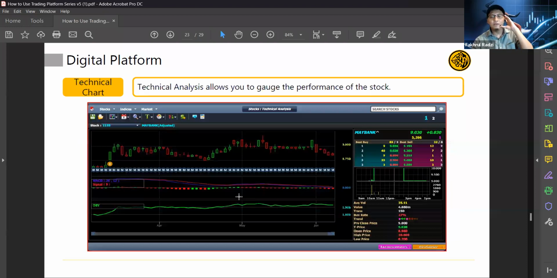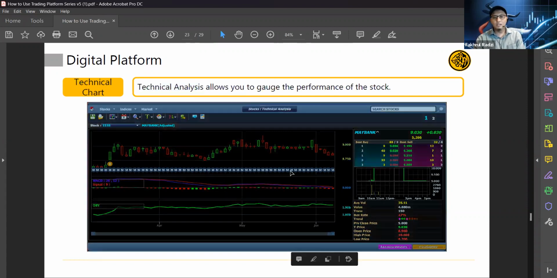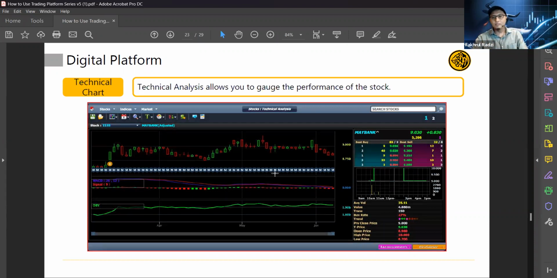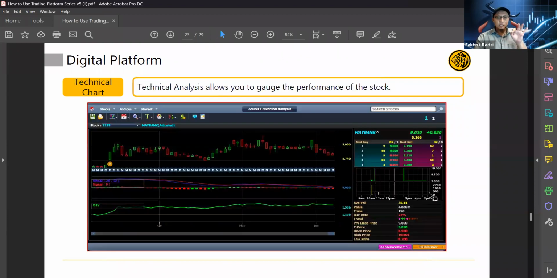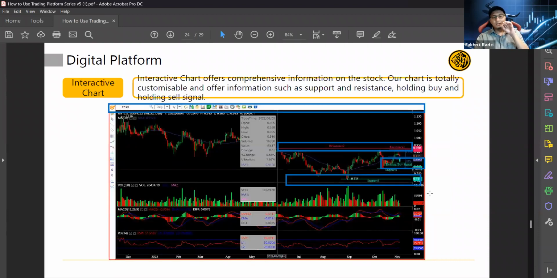All right, we also have a very good function. In our platform, we provide you the technical analysis. For every stock that you want to see the chart, the bar chart or the price movement, you can select technical chart. You can select technical analysis, right? So this is what the technical analysis looks like. Another interactive chart we also provide in our web-based platform. It is a different chart from technical analysis, slightly different. You can use either. It depends on your interest.